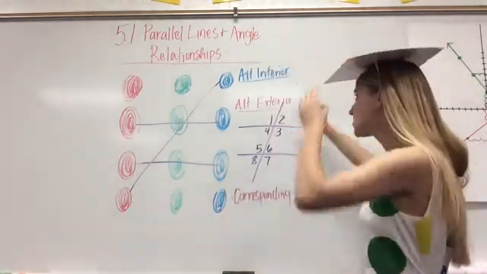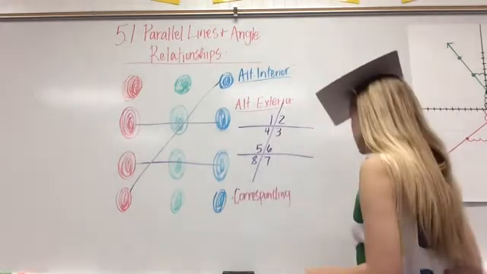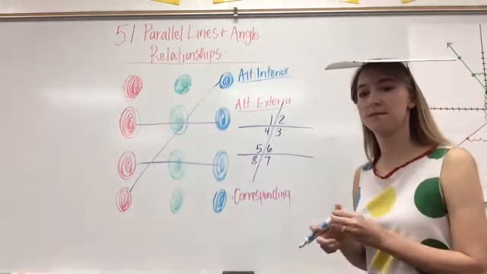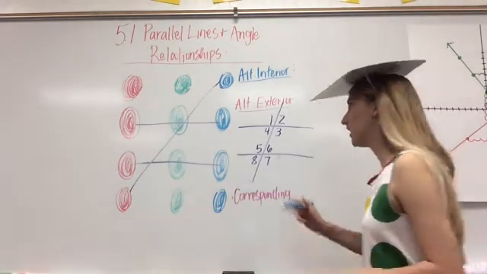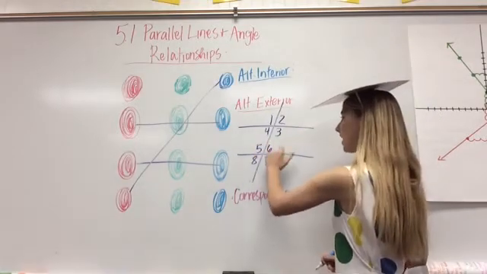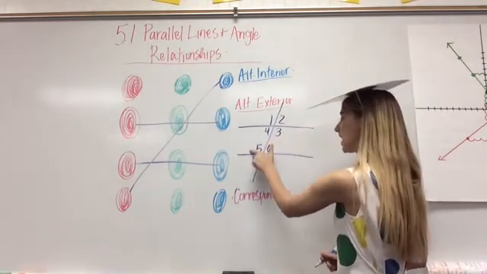So let's start by looking at alternate interior. That was the first set, my marker's up here. That was the first type that we talked about that were congruent. So the alternate interior, remember, are interior angles that are on opposite sides.